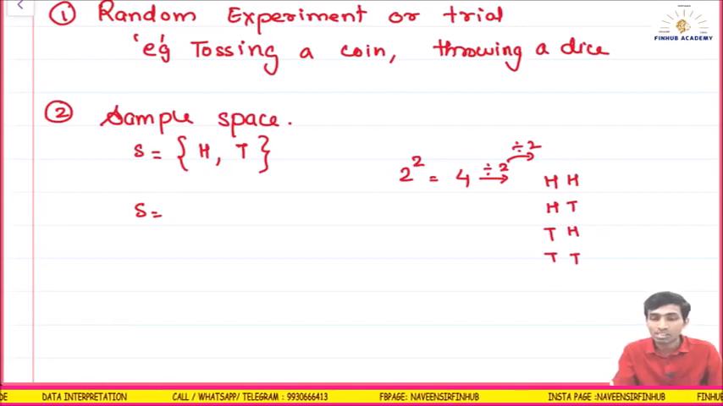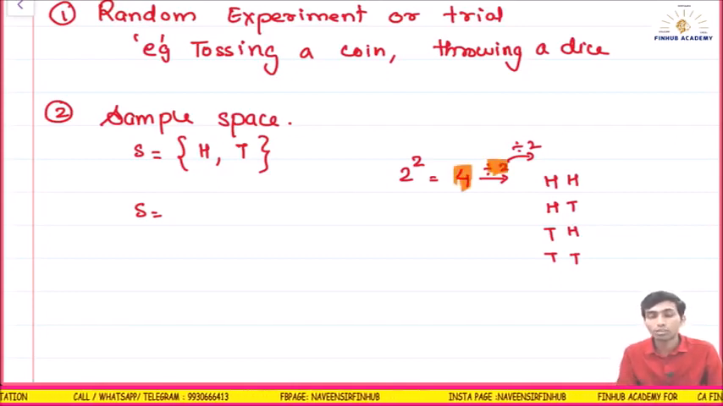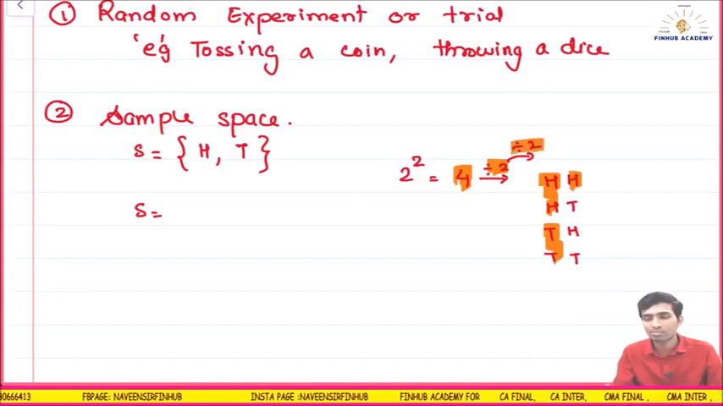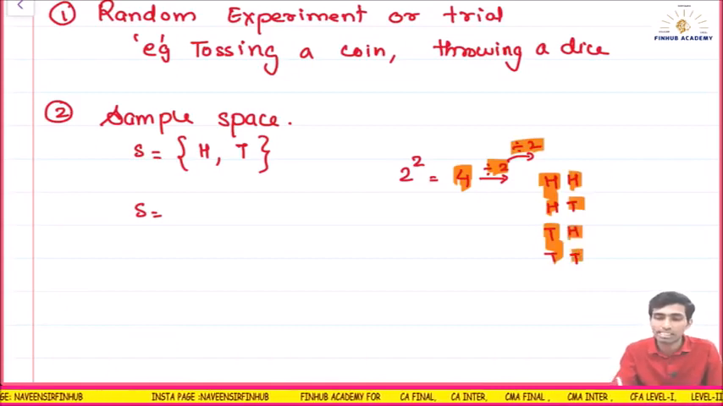What I did, my total outcome is 4, and I will divide it by 2 every time. So I will write 2 times head, 2 times tail. Then again this 2 is divided by 2, so 1 time means make it half. 1 head, 1 tail, 1 head, 1 tail. So this is my sample space.